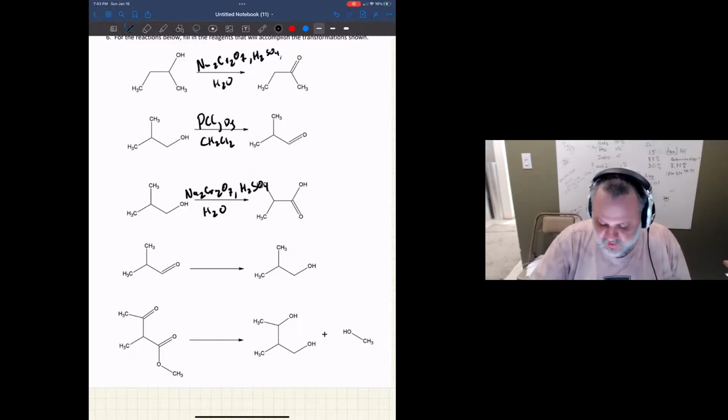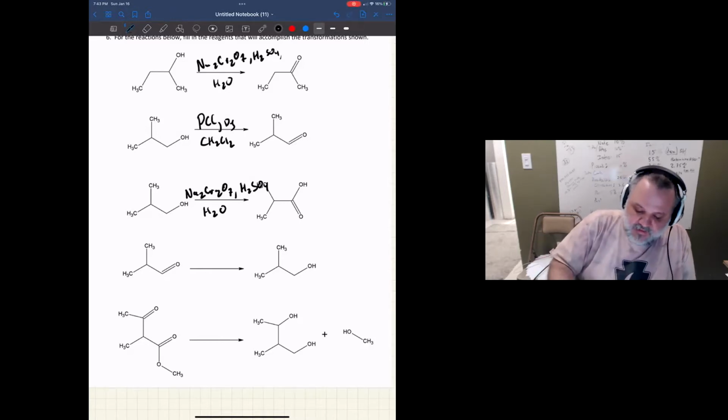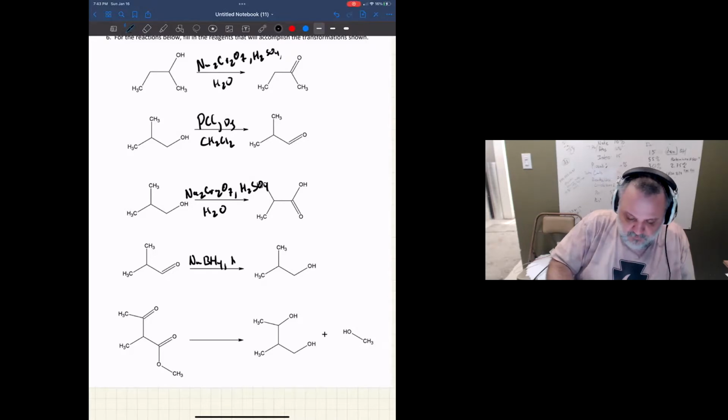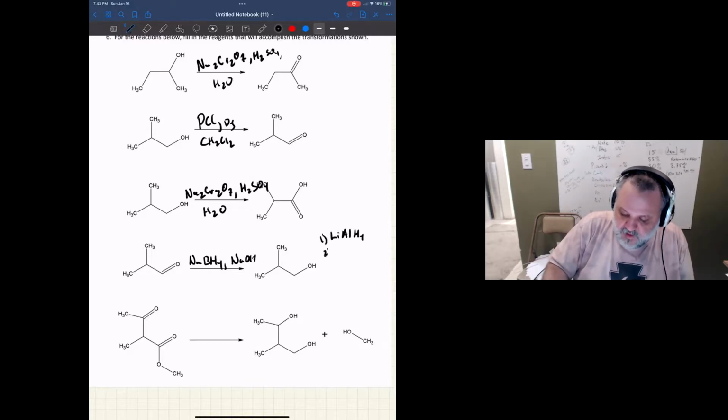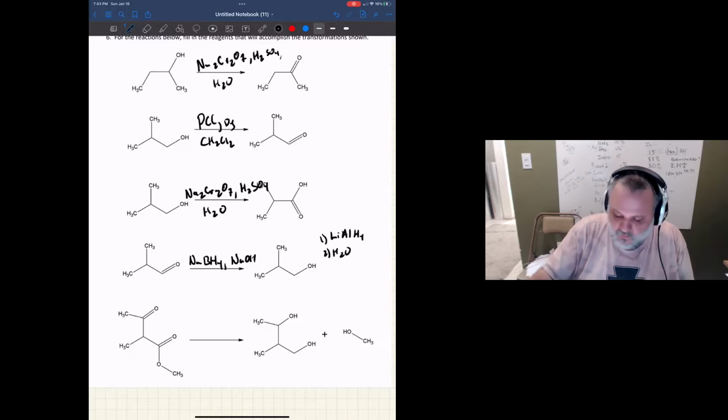Okay, well, what's happening here? This is the reverse of the second reaction. I am reducing the aldehyde to a primary alcohol, and I don't need to worry about my reducing agents. Both sodium borohydride would work, but so would lithium aluminum hydride, followed by water. Both of those things would work.